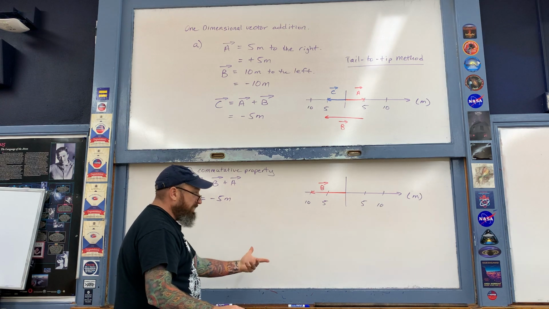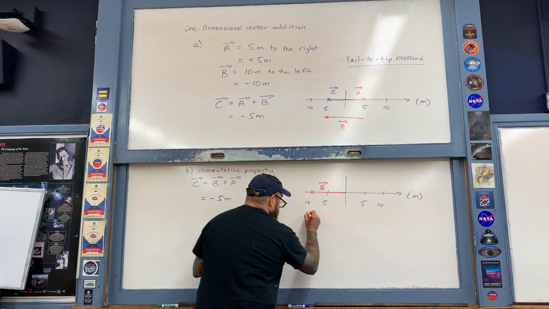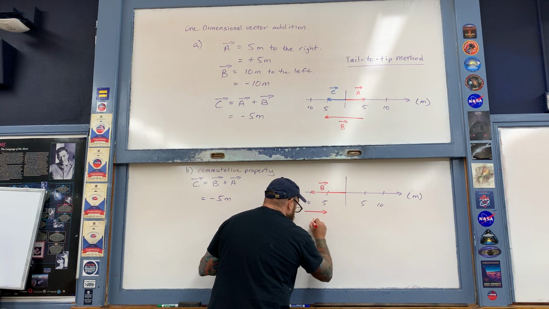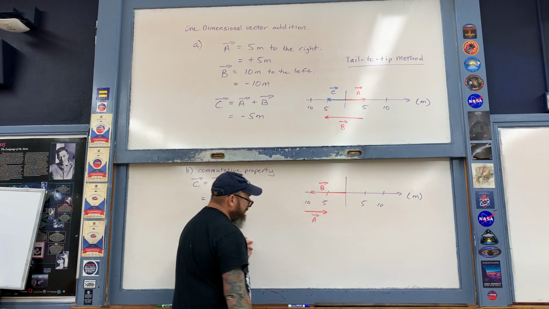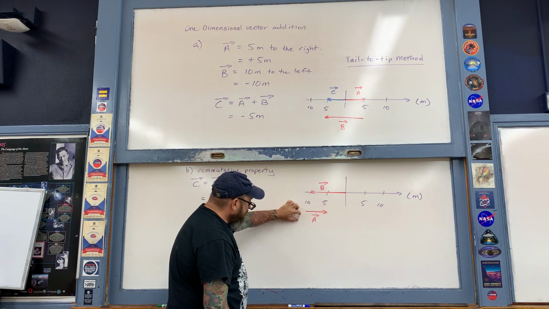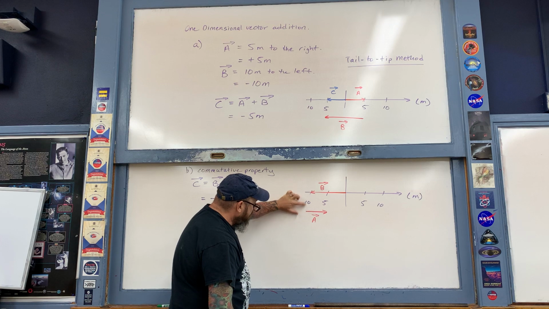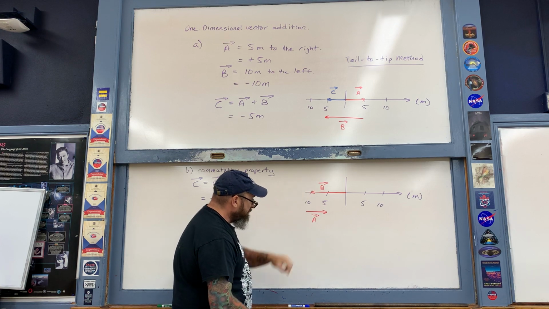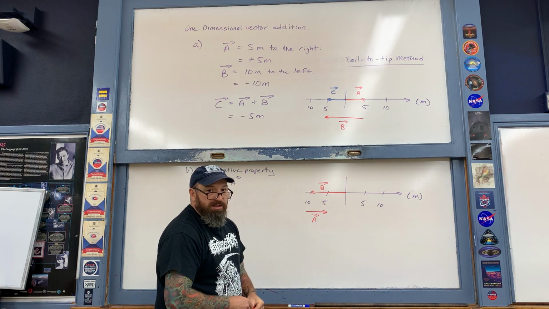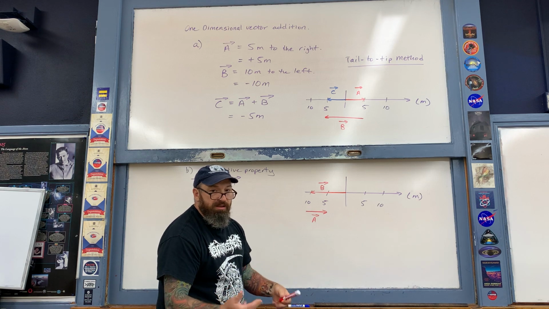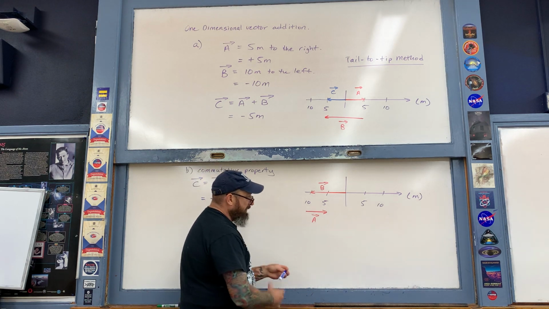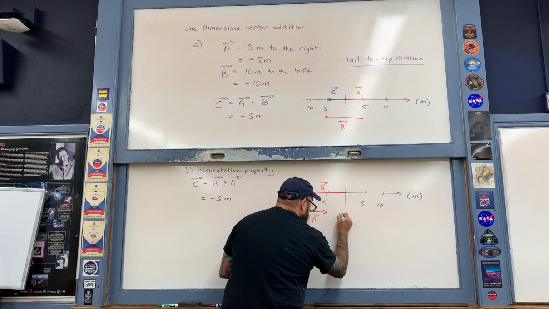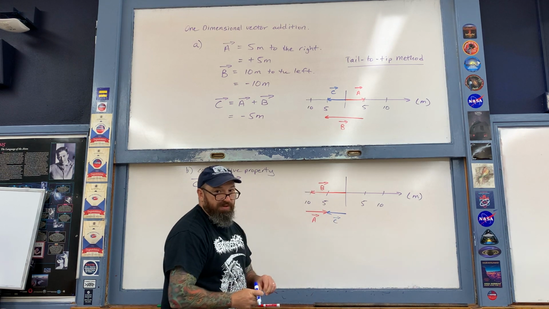the tip of B. Now recall that A points to the right-hand side like so, with a magnitude of 5 meters. So right here what I'm doing is I'm taking the tail of A and placing it right here at the tip of B. And then the resultant, C, is drawn exactly the same way as it was before in part A of the problem. That is from the origin where we start to right here, 5 meters to the left-hand side.